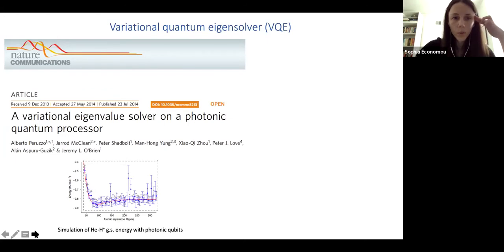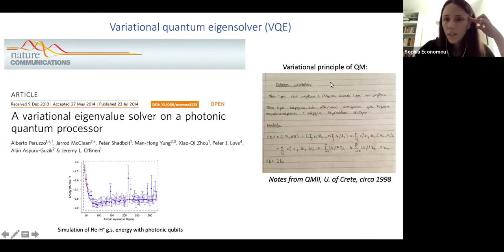And this is a very simple undergraduate thing. I recently found my notebooks from undergrad, which was in Greece, and you can see it's just a 2-line proof over here to show that the variational principle holds. So it's a very simple idea.